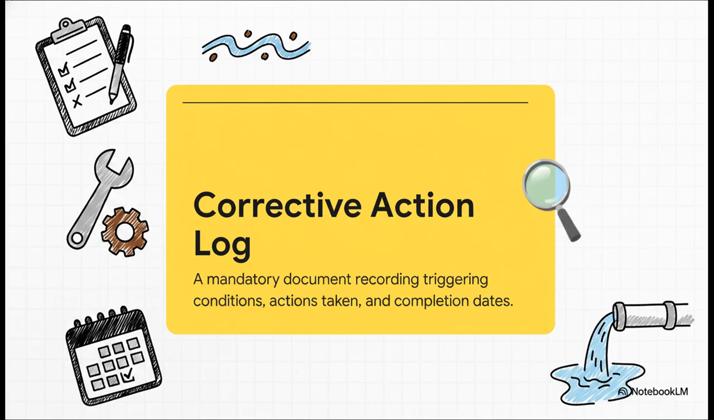Okay, so you've made your fixes. But guess what? The job isn't done until the paperwork is finished. You must meticulously document this entire sequence in your corrective action log. Record the date you spotted the issue, the exact trigger, like a super high NTU reading, the specific repairs you made, and the date you completed them. Seriously, if it's not in the log, to an inspector, it never happened.